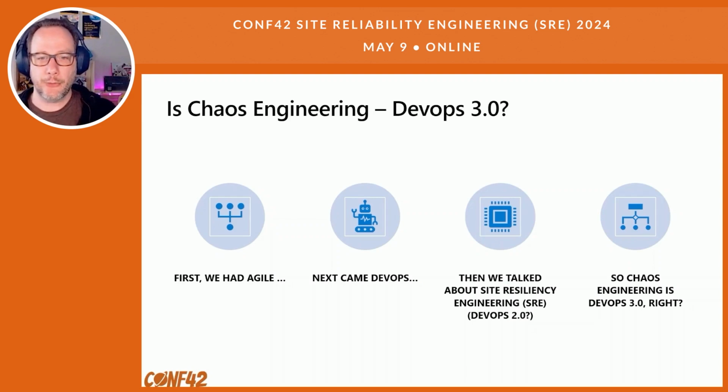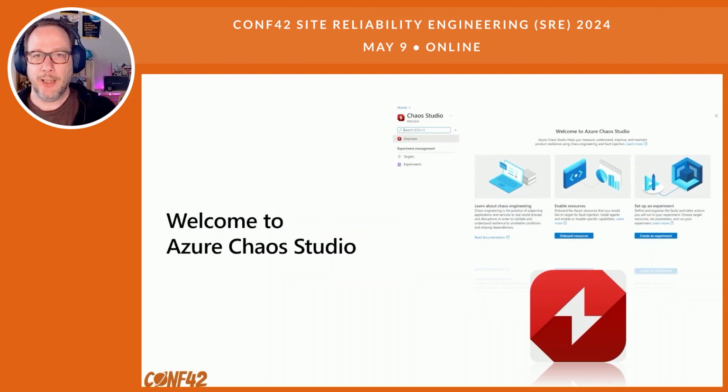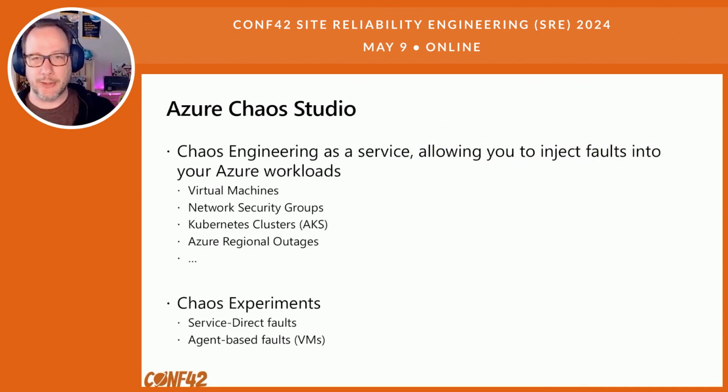Now, to be clear, I think that chaos engineering is not DevOps 3.0, but it definitely should be part of DevOps teams' arsenal of tools to meet your business requirements to validate how your applications are running. So with that, let's make it a little bit more technology focused on one specific service called Azure Chaos Studio. Azure Chaos Studio is, as you can probably figure out, an Azure service offering chaos engineering as a service, which means that you can inject faults into your Azure workloads.